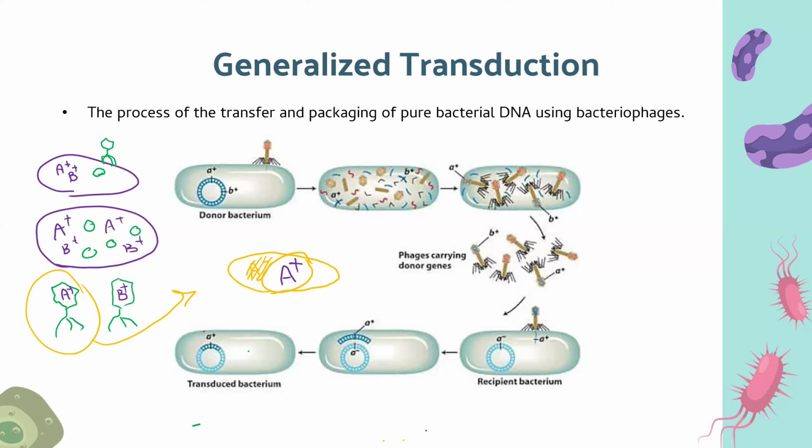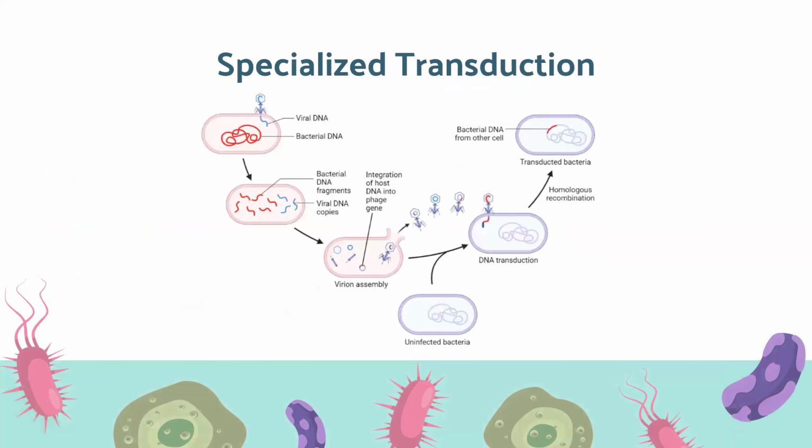Now, on the other hand, we have a different kind of transduction called specialized transduction. In specialized transduction, it's the other way around, where you are going to have an incorporation of viral DNA. The exact same thing starts off, where you have viral DNA that goes into a bacterial cell. Both start to fragment and replicate. But then, once I have virion assembly, which are those offspring replicated bacteriophages, I'm going to incorporate a mix of both the bacterial and the viral DNA.